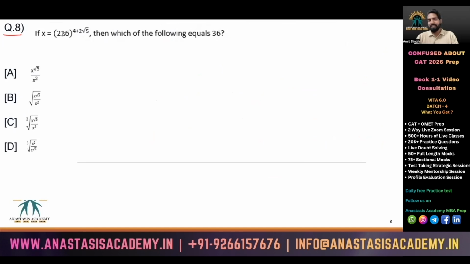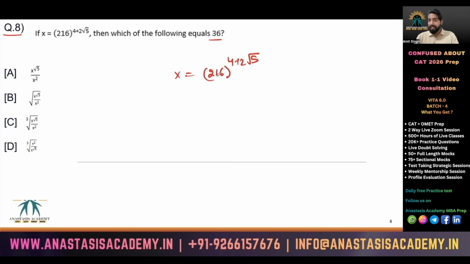Let's look at this question now. If x is given as 216 raised to the power 4 plus 2 root 5, then which of the following equals 36?